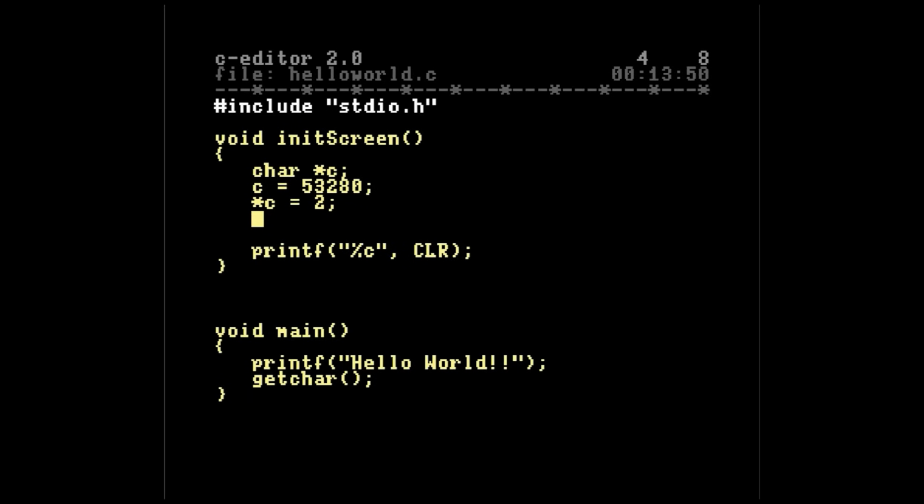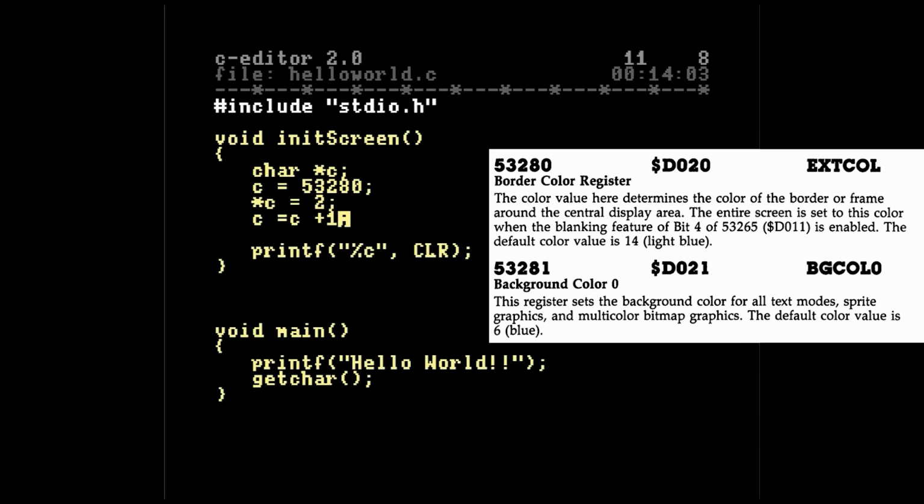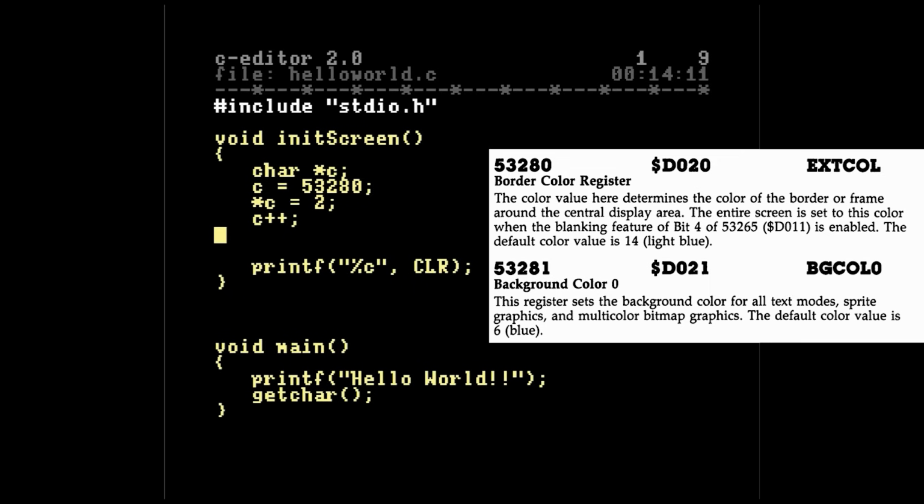We can change its memory address by just using math. So we could say C equals C plus 1 to add 1 to the pointer, bringing the memory address to 53281. In C, there's a shortcut for adding 1 to a value, and you just type in C++. That'll increase the number of C by 1, so 53280 becomes 53281. And then once again, we can use *C to poke a value or dereference the pointer and then store a value in its address. And for this one, we'll use 1. That should make the screen white.